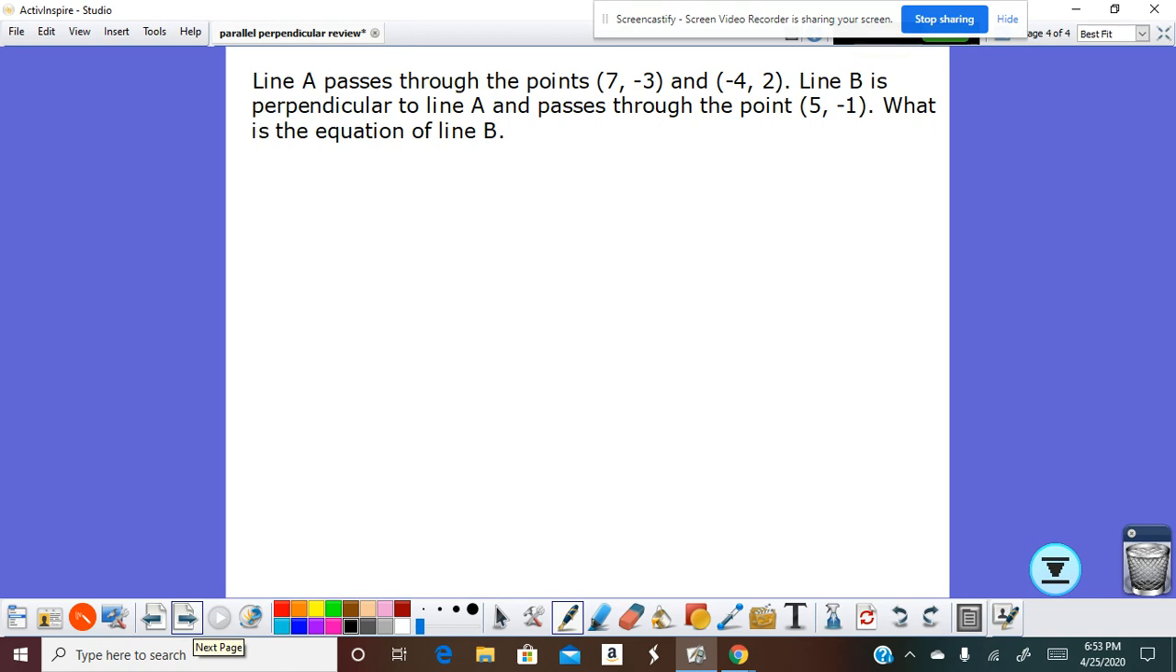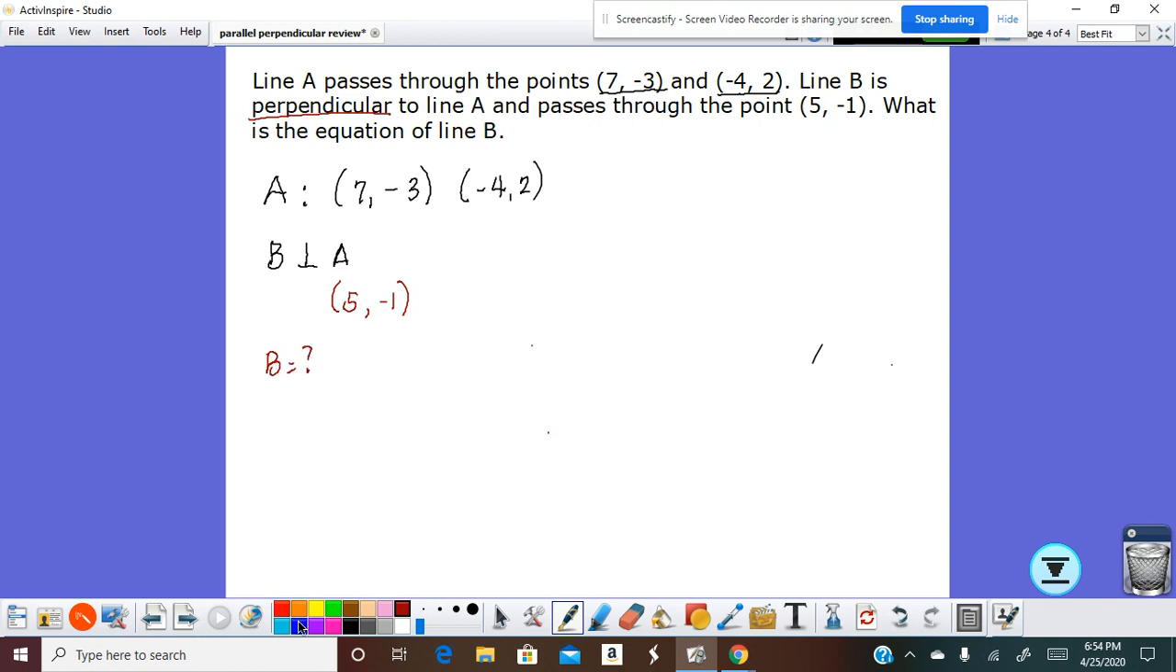Line A passes through the points (7, -3) and (-4, 2). Okay, let's write it down. Line B is perpendicular to line A, and line B passes through the point (5, -1). We want to find the equation of line B.